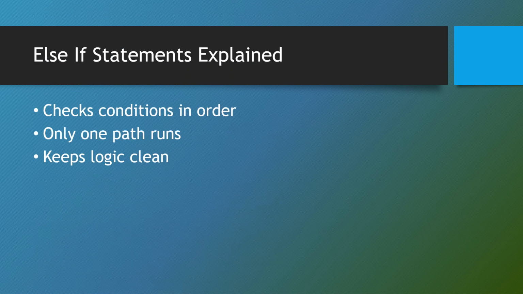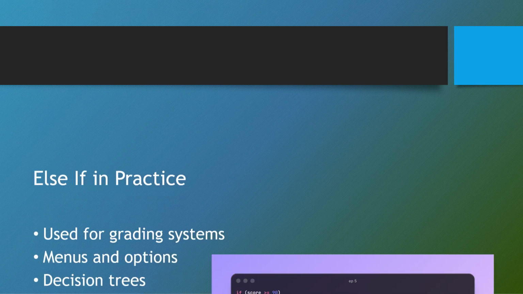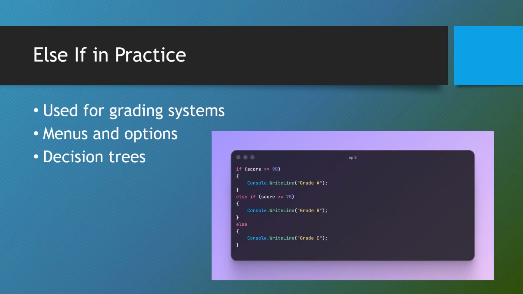Now we have else if statements. They allow for multiple decisions. Up until now, you've seen the if statement. An if statement checks a single condition. If that condition is true, the code runs. But what happens if the condition is false and you want to check something else? That's where else if statements come in. Else if allows your program to test multiple conditions in order, one after another. Your program starts at the top, checks the first condition, and if it fails, moves on to the next one. Only one path will ever run. This keeps your logic clean, readable, and predictable.